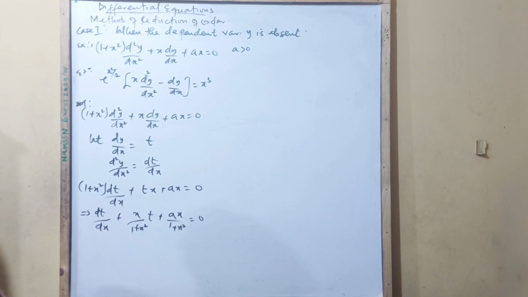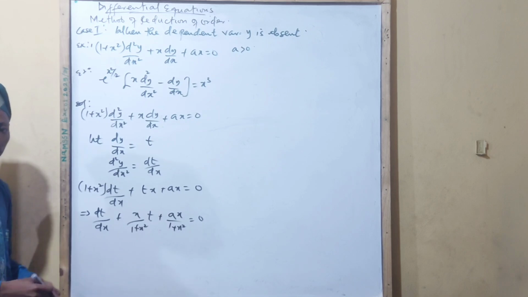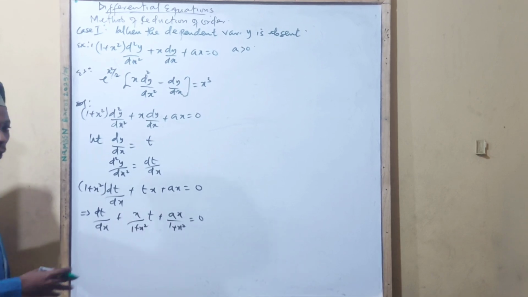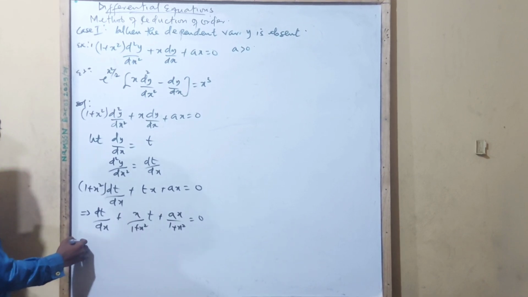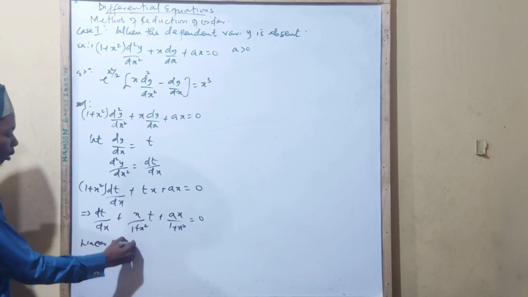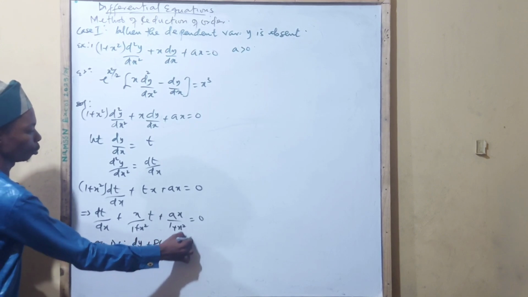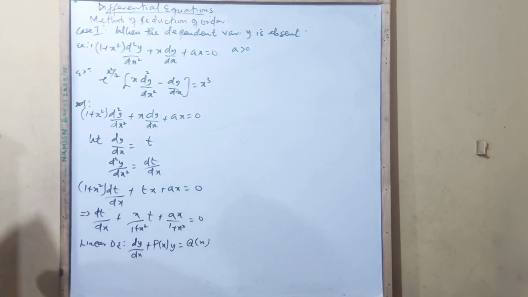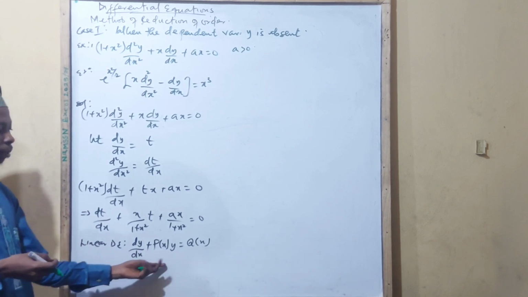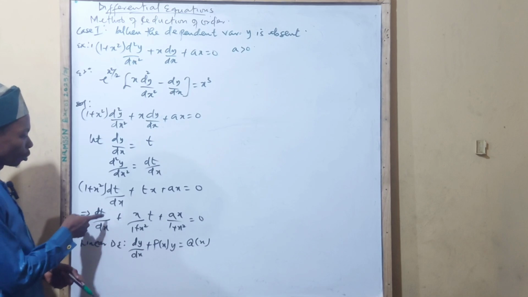Now, this first order differential equation, which one does it look like? dt/dx plus something times t, and ax over (1 plus x squared) equals 0. If you remember from our linear differential equation, anytime we have a linear differential equation it is in the form dy/dx plus a function of x times y equals a function of x, just like the equation of a straight line, y equals mx plus c. So what we have here now is a linear differential equation in terms of t and x.